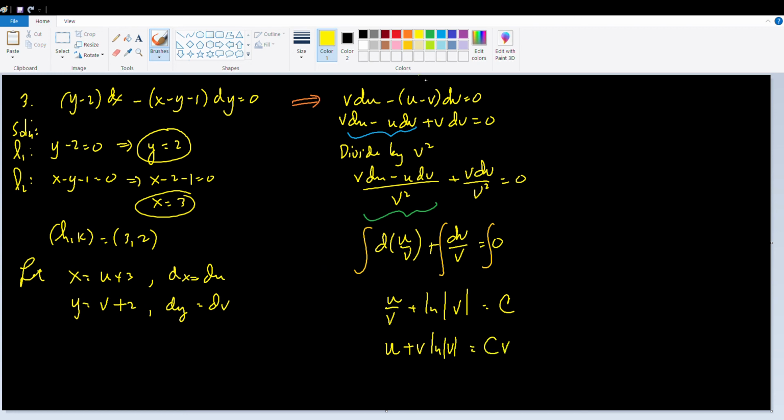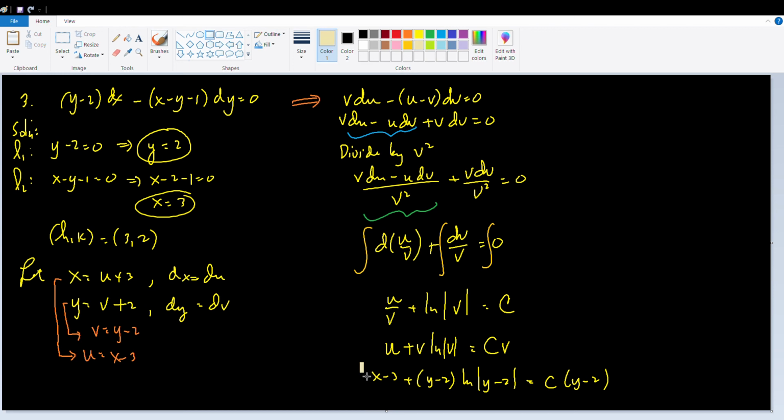And what is our u? U is equal to x minus 3, while v is y minus 2. So x minus 3 plus y minus 2 ln of the absolute value of y minus 2 equal to c times y minus 2. Okay, so that is our answer.